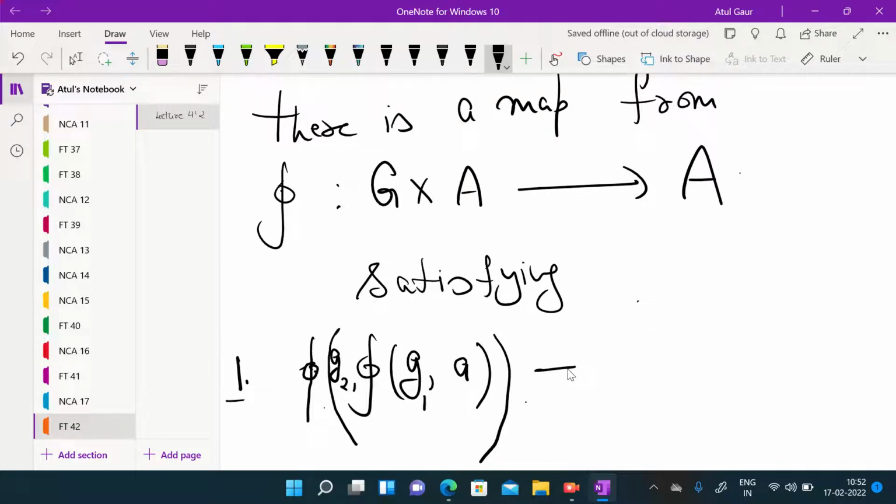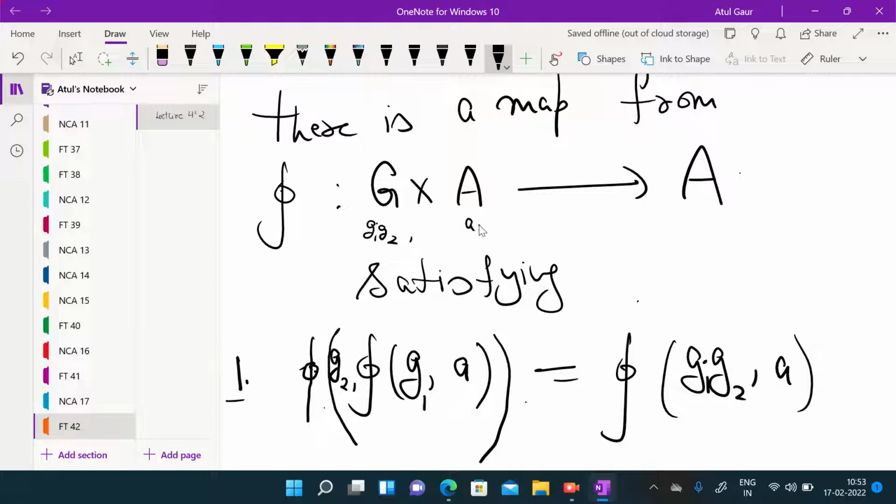Apply phi on this, phi(g1, a), it's an element in A. This should be equal to phi(g1 g2, a). So understand the difference: on the right side, g1 g2 is an element in G and a is an element in A, so this tuple is (g1 g2, a). Its image is exactly the same as first finding the image corresponding to the tuple (g2, a), which will be an element in A, then finding the image of the tuple (g1, that element).